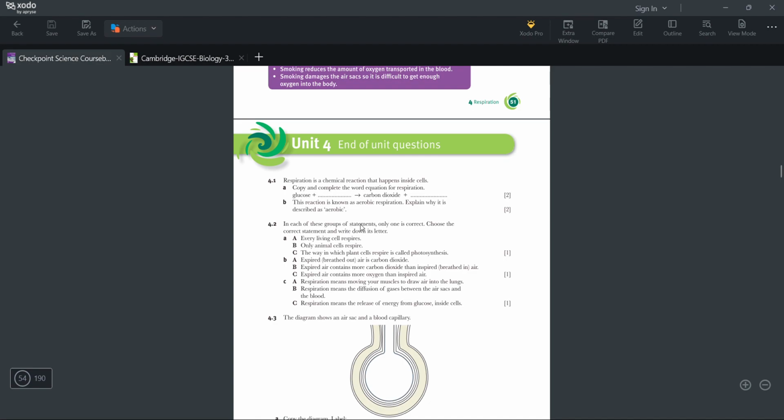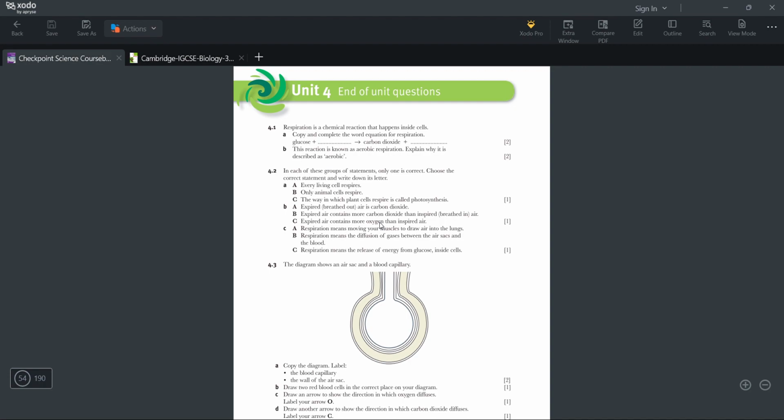In each of the groups, state only one statement is correct. Choose the correct statement and write down the key. Okay. A: Every living cell respires. B: Only animal cells respire. C: The way in which a plant cell respires is called photosynthesis. Let's say A, every living cell respires, because some cells. Yeah, I'd say that one is fine.